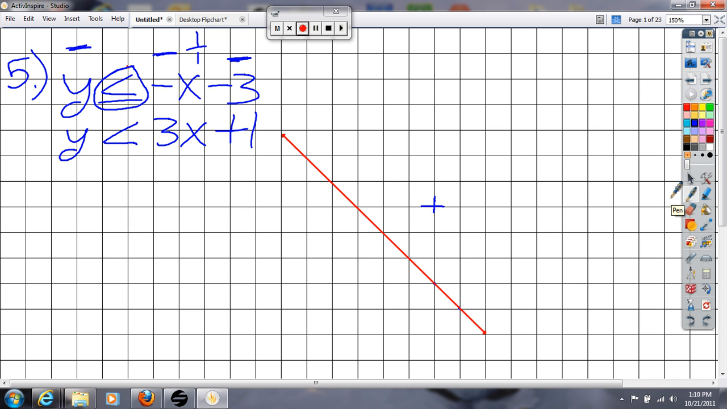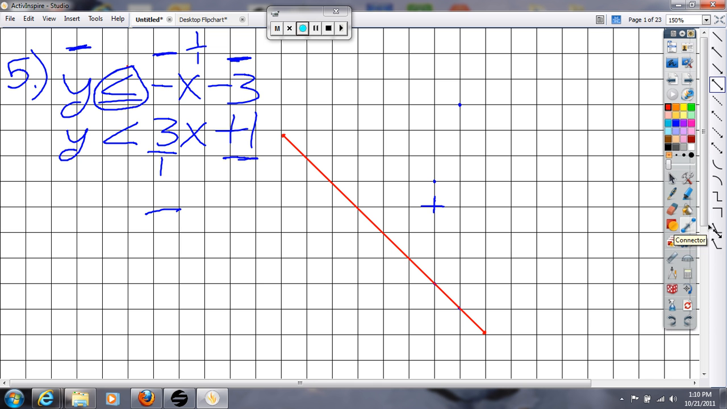Now we need to graph the other one. The other one is a plus 1. So we're going up 1. So it's there. Then we've got a 3 here, but it has to have a fraction, so it's 3 over 1. So I'm going to go up another 3. 1, 2, 3 up, and over 1. And there's my point there.